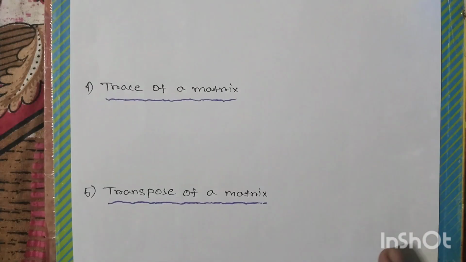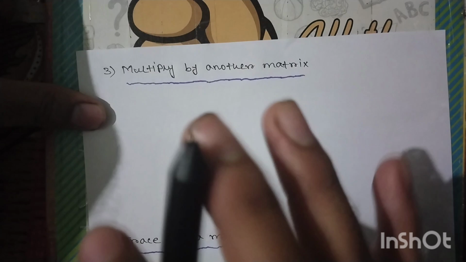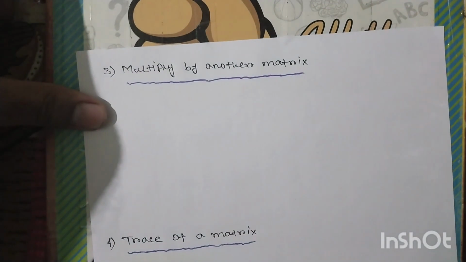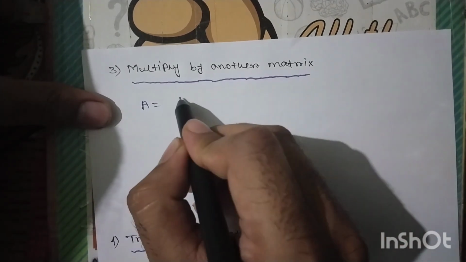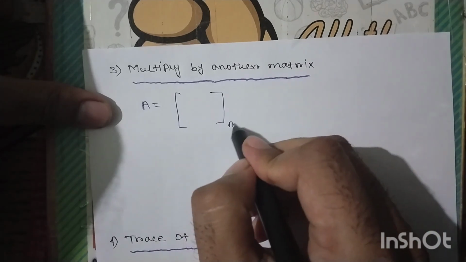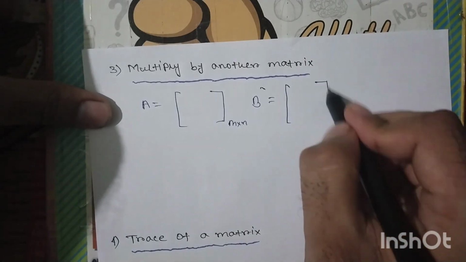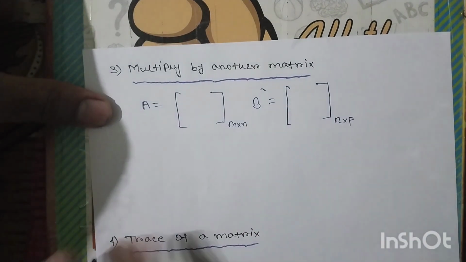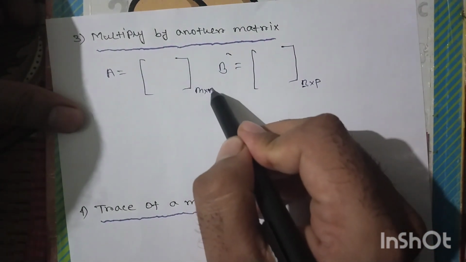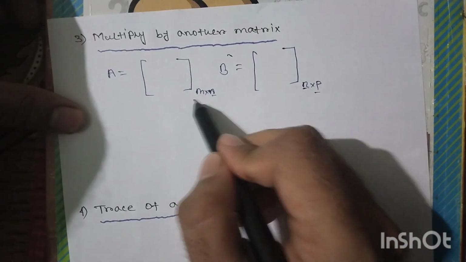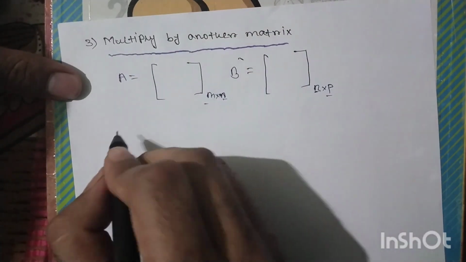Now we move to another property, which is multiplication by another matrix. That means the multiplication of two matrices. Let us take two matrices: A, which is an M cross N matrix, and B, another matrix which is an N cross P matrix. Observe why we take N here and why P and M. First observe how multiplication works.